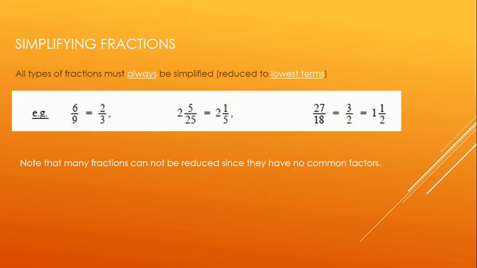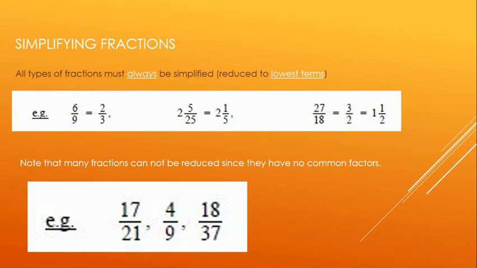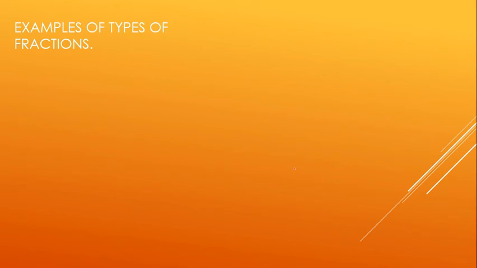Note that many fractions cannot be reduced since they have no common factors. These cannot be reduced. They have no common factors. Examples of types of fractions. We're going to identify the fractions below. What is 2 over 3? It's a common fraction. What is 3 4/5?